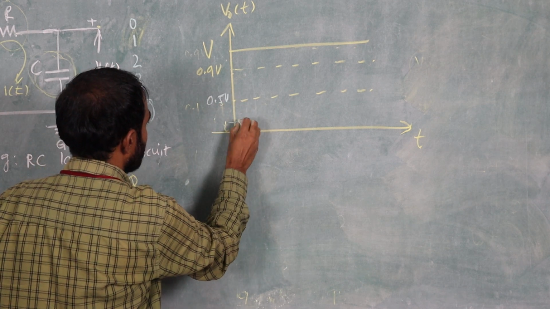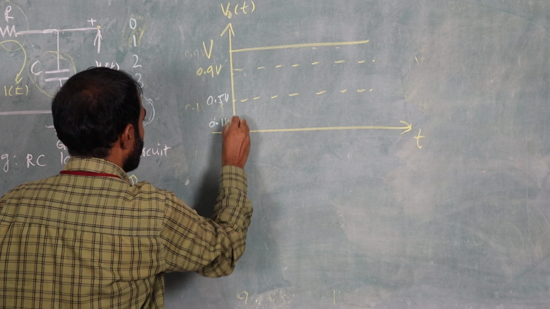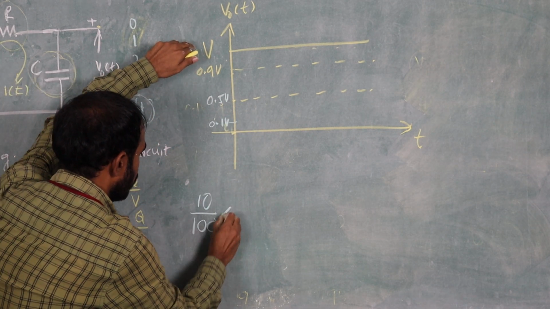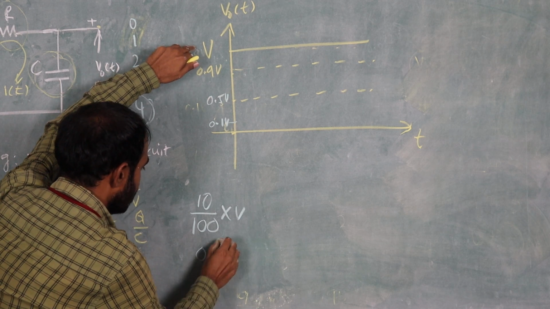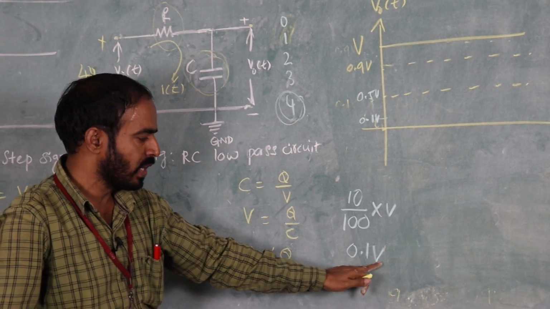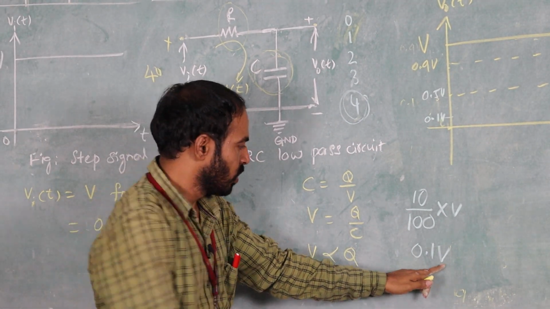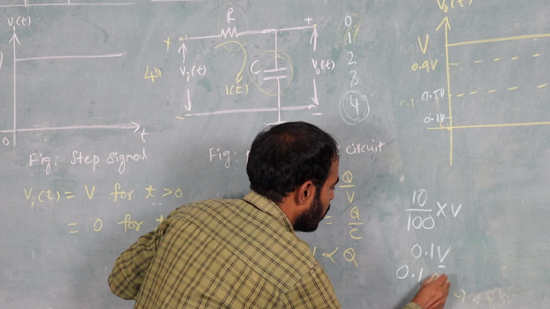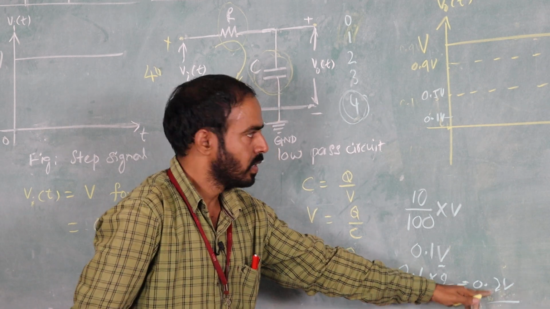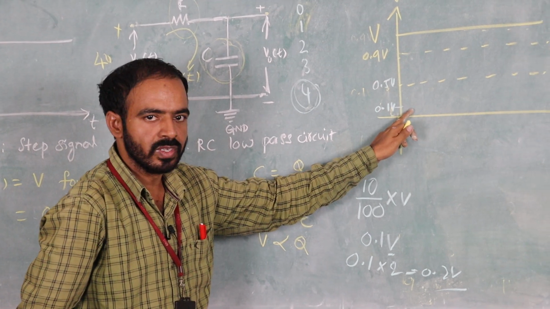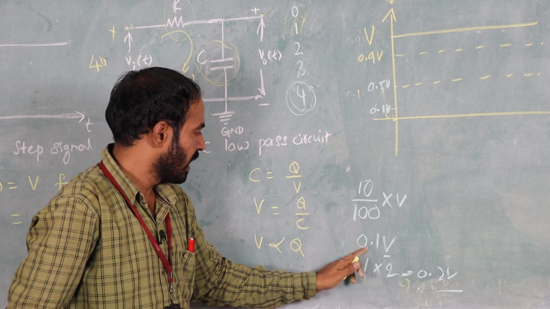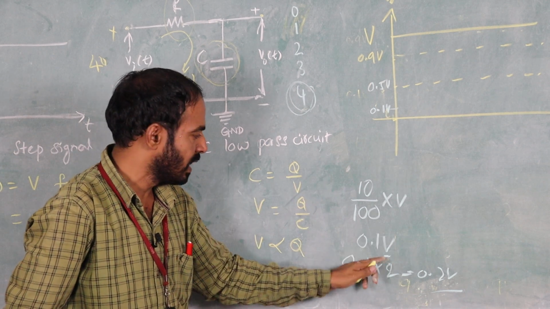Here you can take 10% of V, which is 10 by 100 into V, so you will get 0.1 V. The V value can be any value. If you take 2 volts, it is 0.1 into 2, which is 0.2 volts. Actually I have taken 1 volt, so 10% of 1 is 0.1 volt. It may be any value.